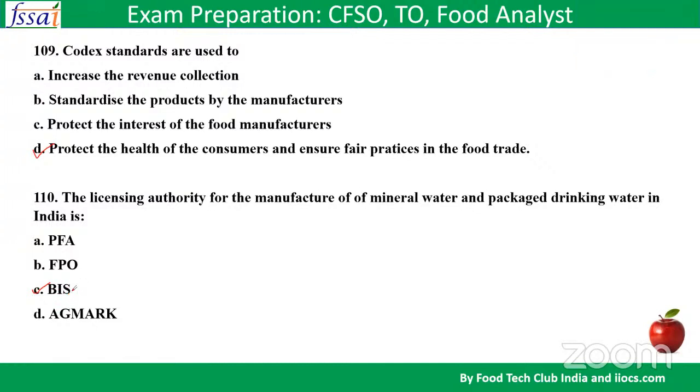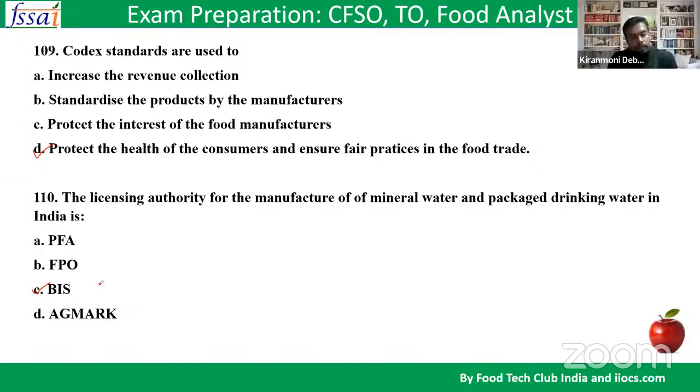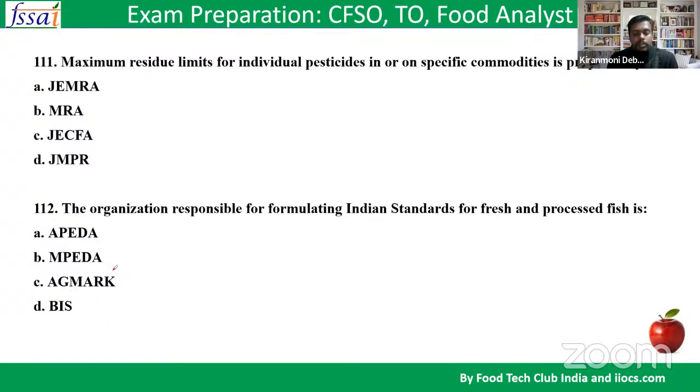Sir, if BIS and FSSAI both are there, which one should be marked? You have to give that option. If BIS and FSSAI both are given, you have to give both. If FSSAI is also given, definitely there will be an option called both A and B, like that there will be some option. Okay. Because without BIS we won't issue FSSAI, and without FSSAI we cannot manufacture any food item.